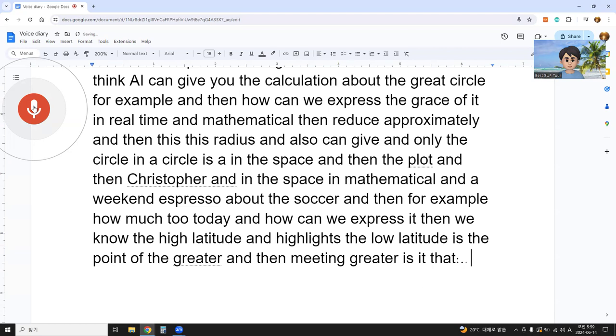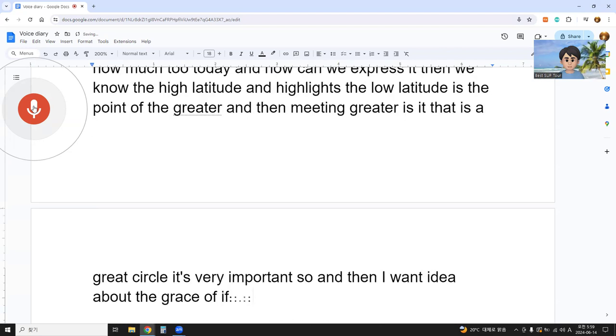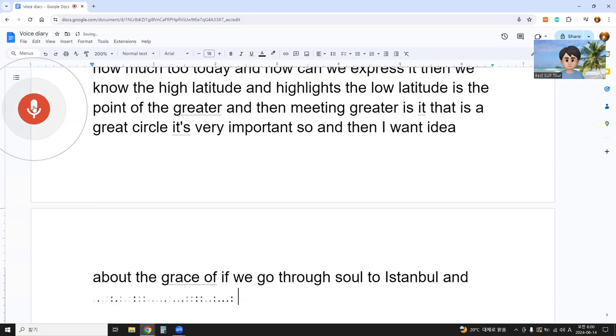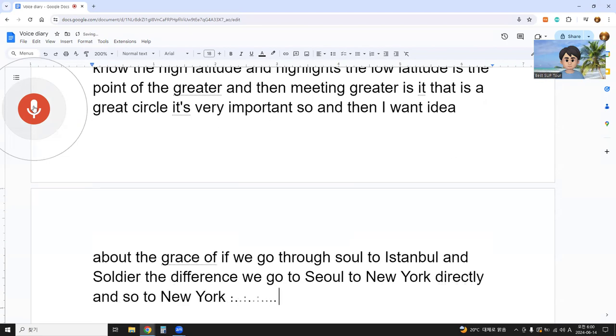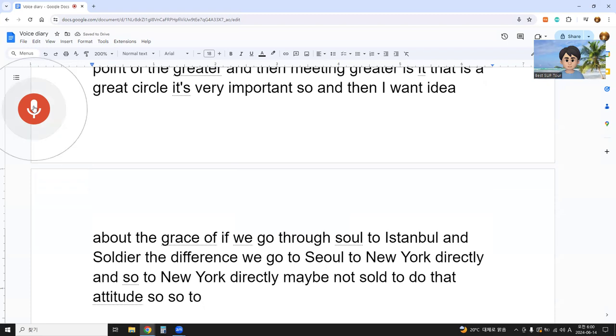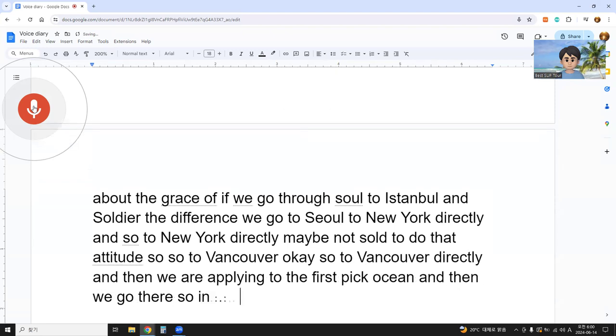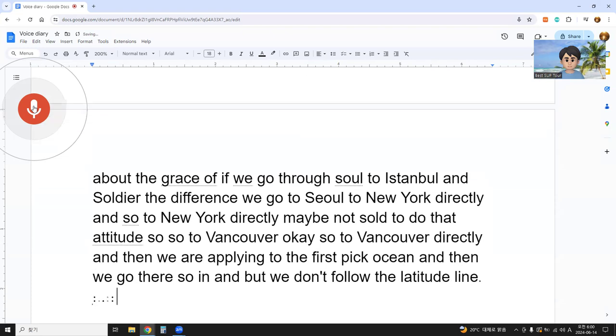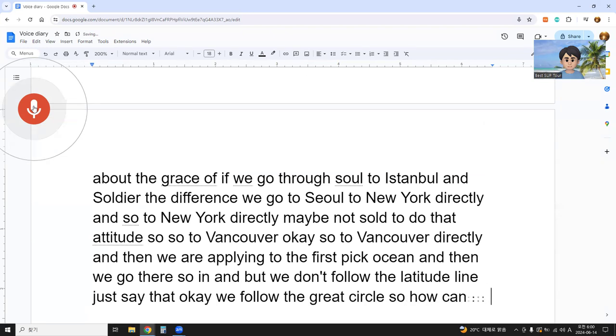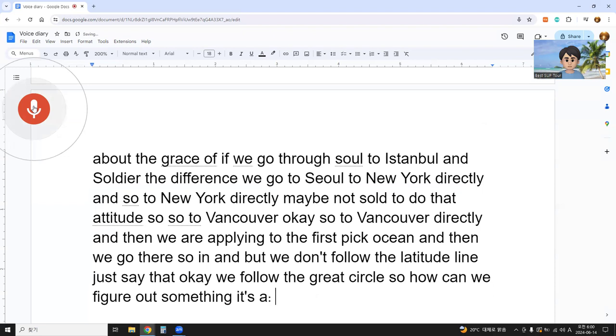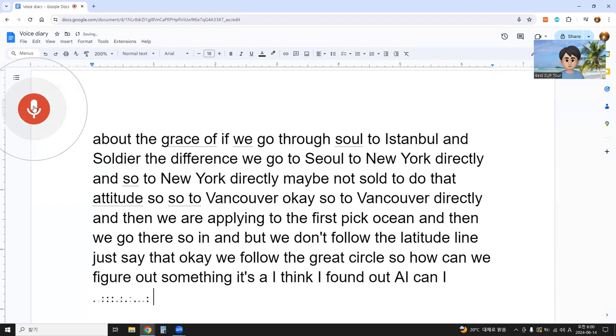So, one idea about the great circle: if we go from Seoul to a different latitude, maybe not Seoul to New York directly, but Seoul to Vancouver directly, then we are flying over the Pacific Ocean. We don't follow the latitude line, we follow the great circle. So how can we figure out the great circle? I think I found out AI can calculate the great circle simply.